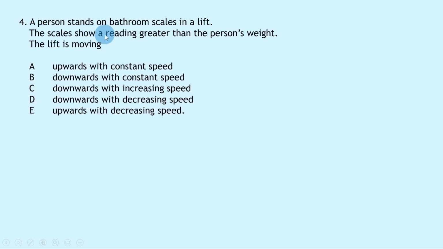Question 4 says a person stands on bathroom scales in a lift. The scales show a reading greater than the person's weight. The lift is moving upwards with constant speed, downwards with constant speed, downwards with increasing speed, downwards with decreasing speed, or upwards with decreasing speed.